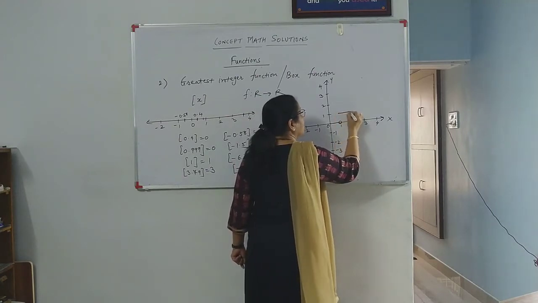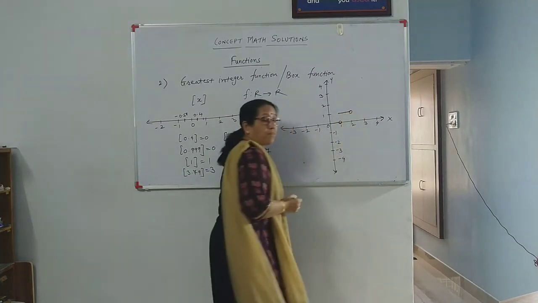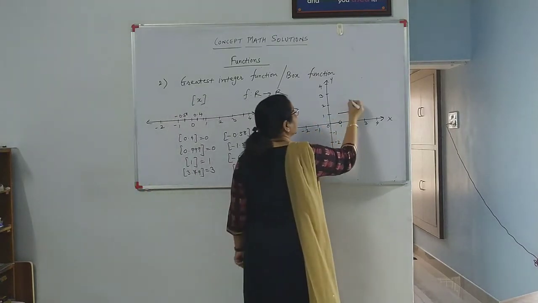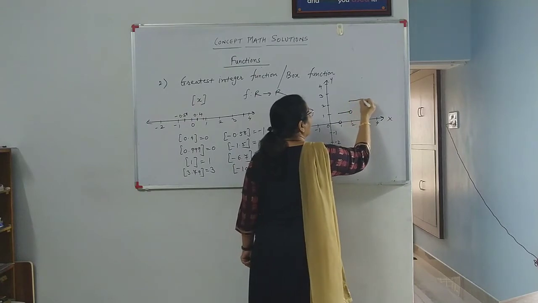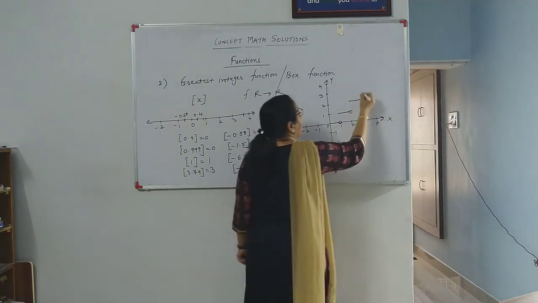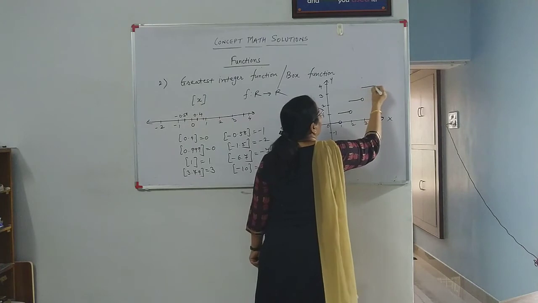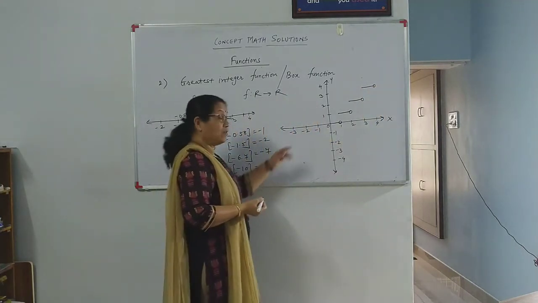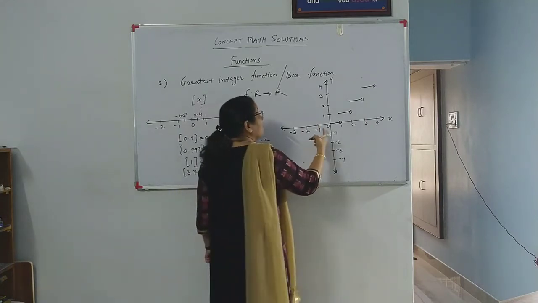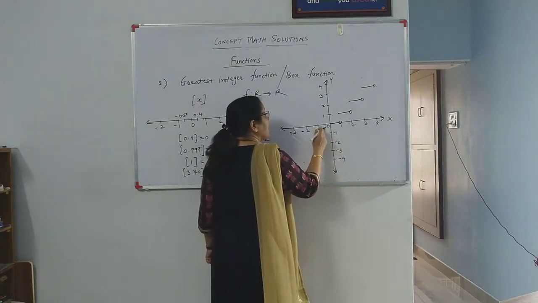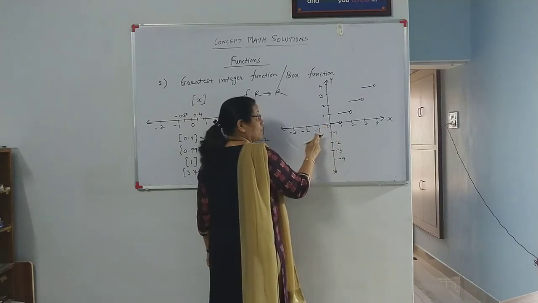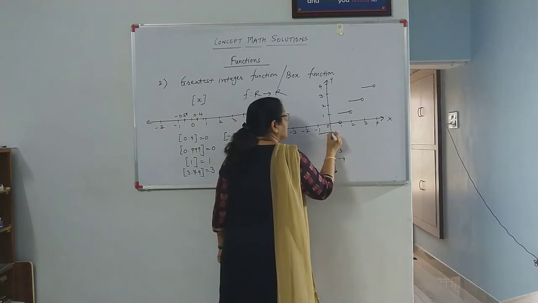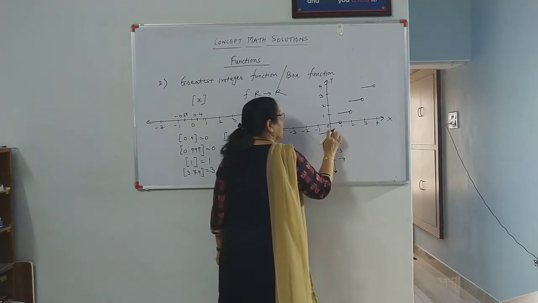Till 1 to 2, it's 1. Open because when x becomes 2, y becomes 2, and then 3, and then 3 to 4, image is 3, 4 open. Coming to the negative numbers now. All numbers from minus 1 to 0, image would be minus 1 and it's open.